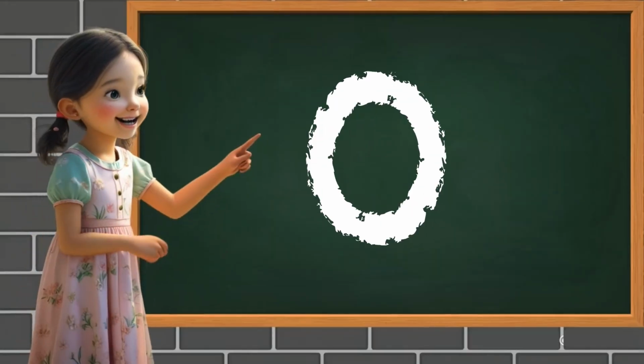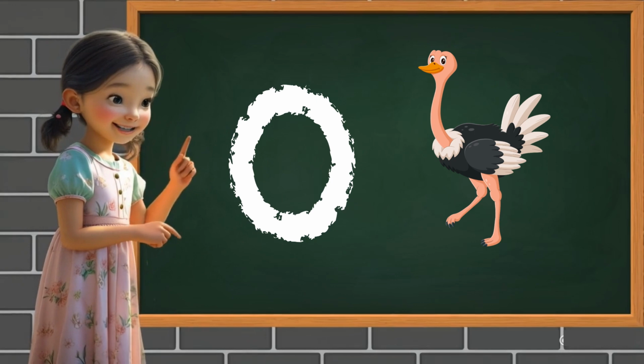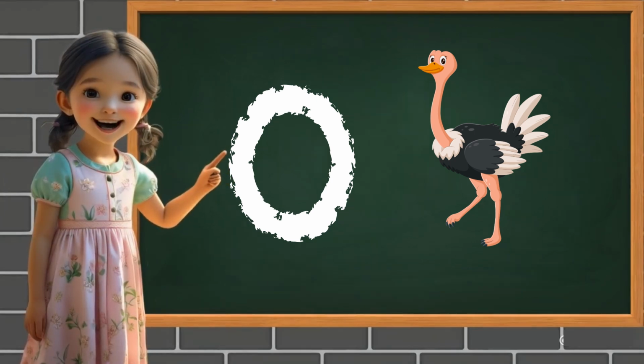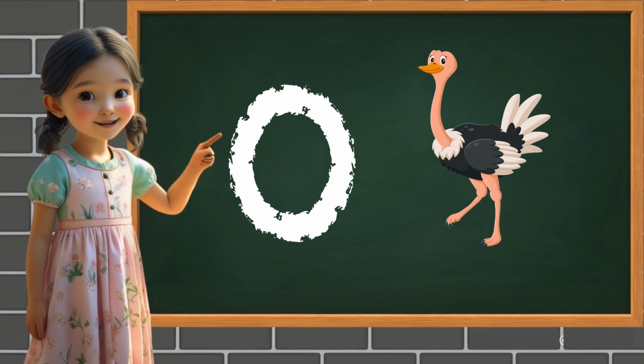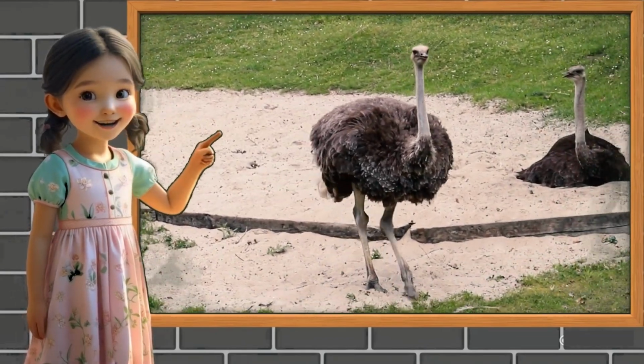The letter is O. You can say O. Now say O is for ostrich. O is for ostrich. Here you can see a real ostrich. This is an ostrich.